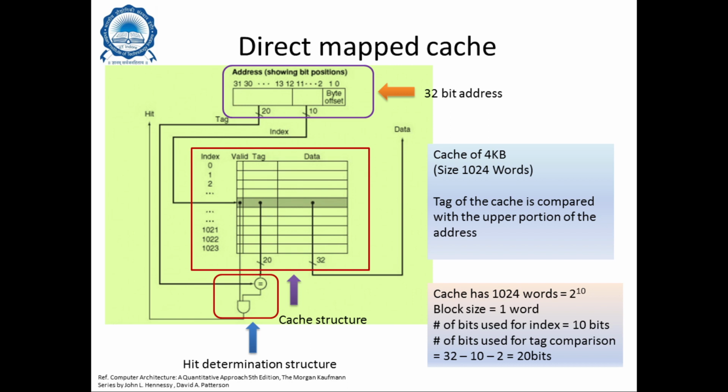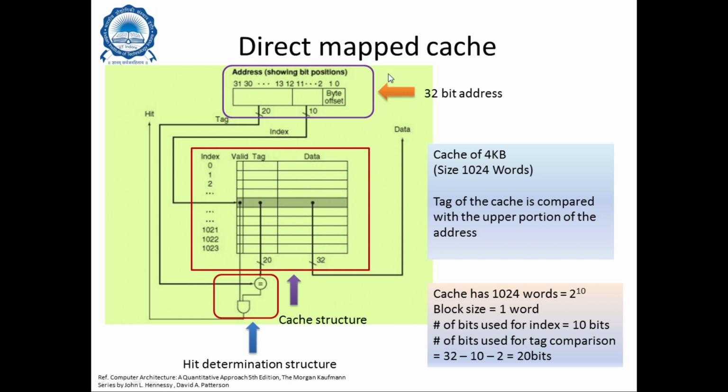For hit determination, we first need to do the tag comparison. The tag comparison is done between the 20 bits of the tag coming from the RAM and the tag information inside the cache structure. If both 20-bit values match, then we need to check whether the valid bit is on; then this will give you a true value. If it's a true value, then it's a hit. If it's a 0, then it's not a hit, it's a miss. In that case, data will not be supplied to the processor. The data will then be brought from the RAM to the cache.